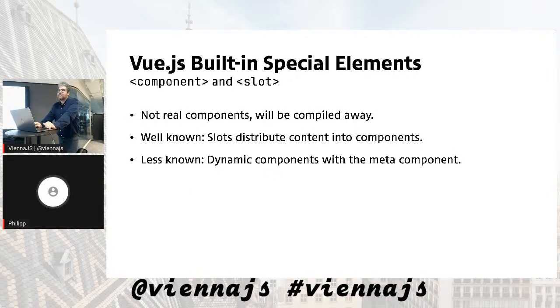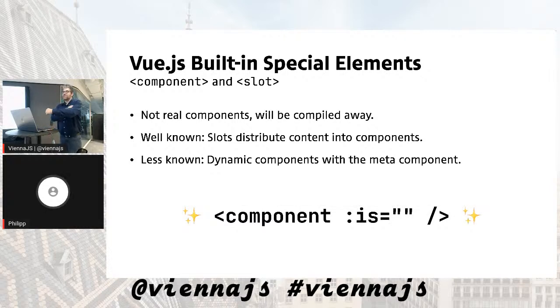And for this, it's very useful to look at the special built-in elements of Vue. Slots are very common to use, and I think everyone who has used Vue has used slots. But less known is the dynamic meta component. And this is where the magic of the widgetization happens. You have this meta component with the is property, and the is property just binds you to a real component. And at runtime, this meta component will just be replaced with the one you defined in the is property.